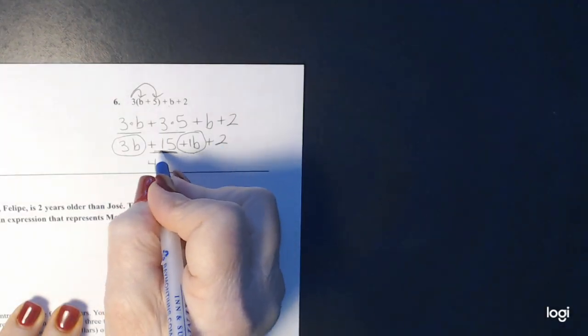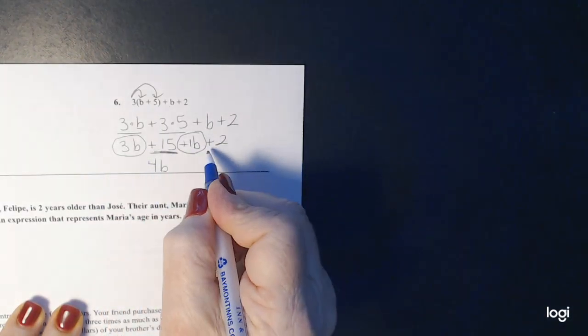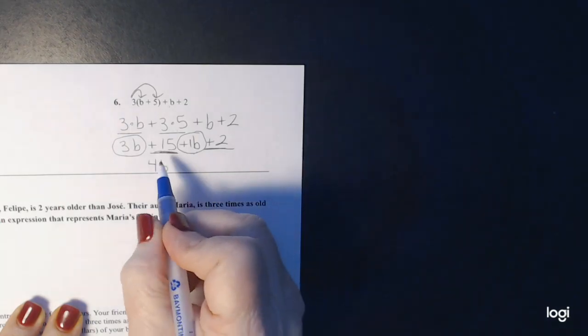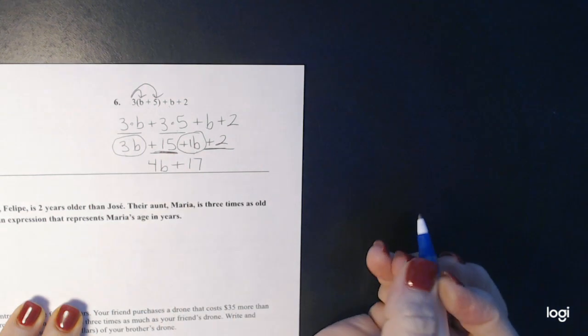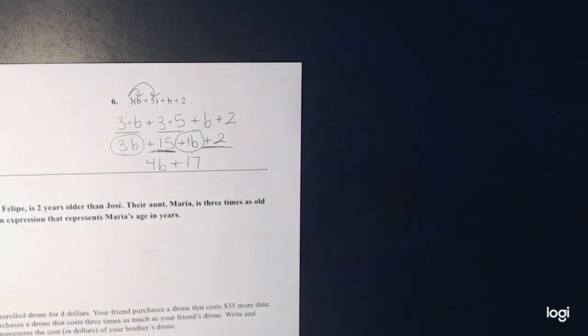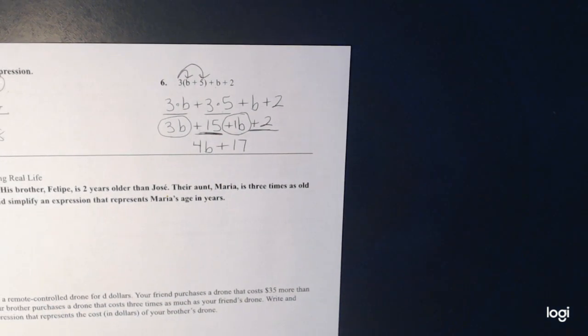I have some more like terms. I have a regular number here. I have a positive 15 plus 2. 15 plus 2 would give me 17. So my final answer is 4b plus 17.